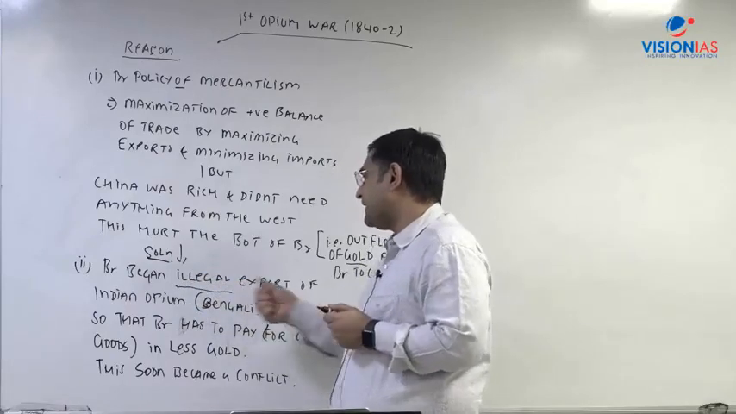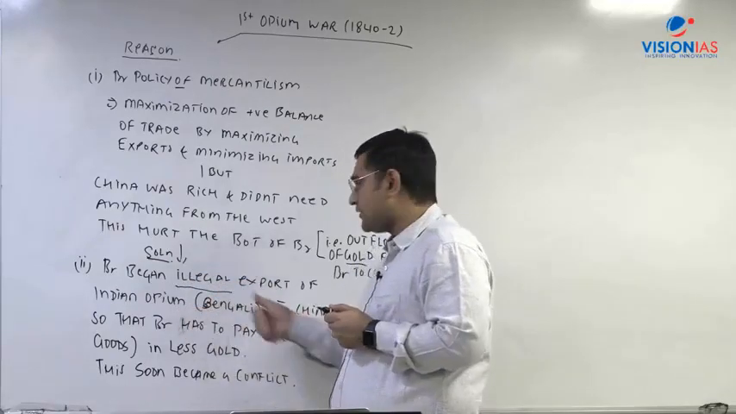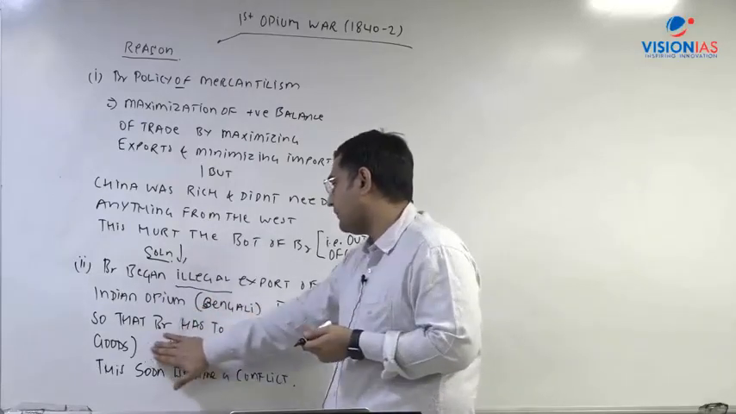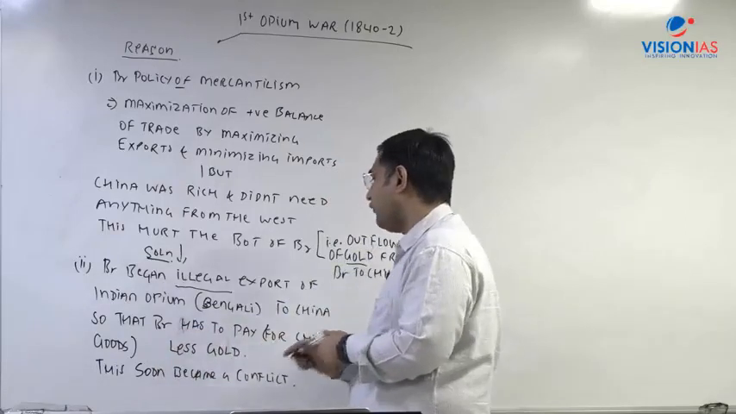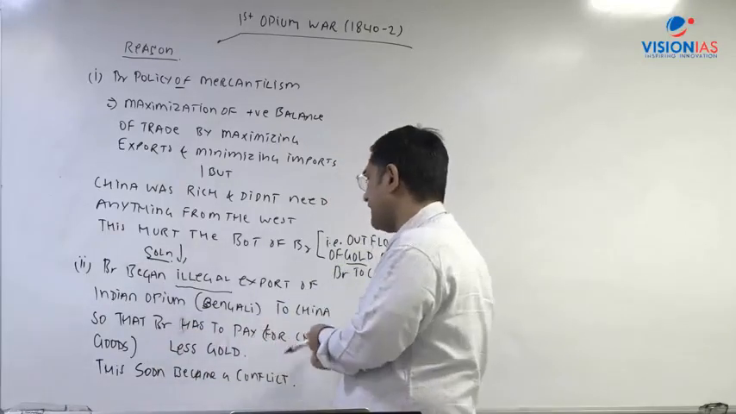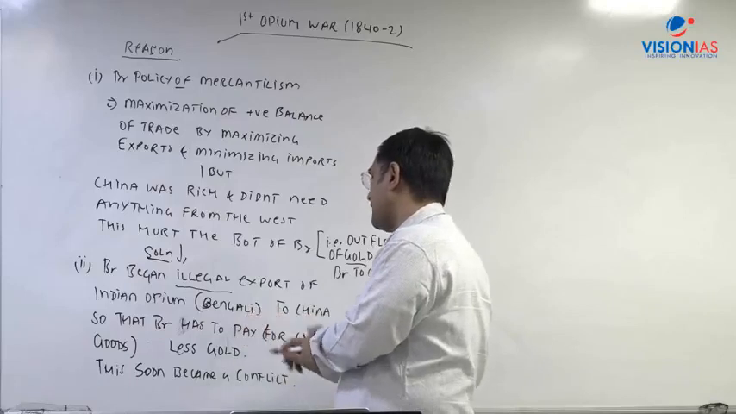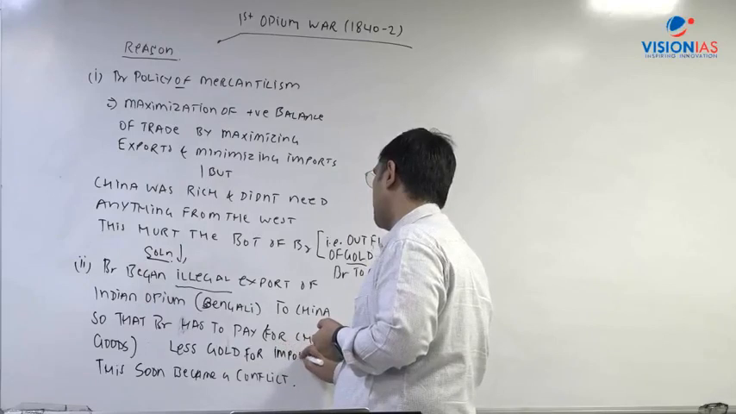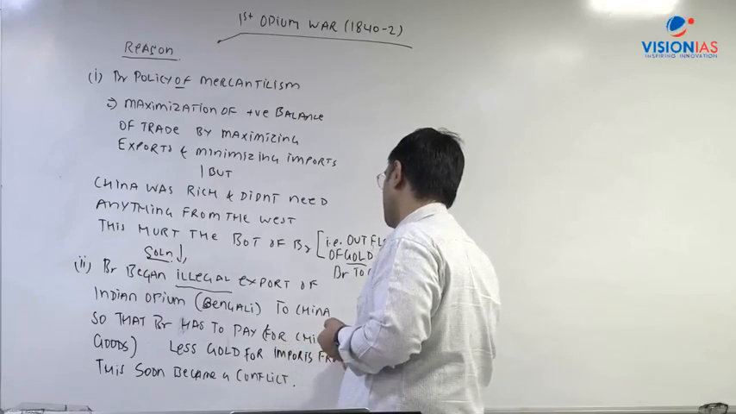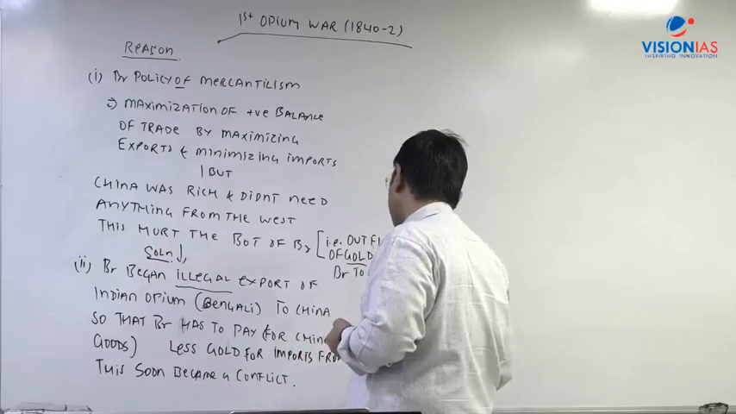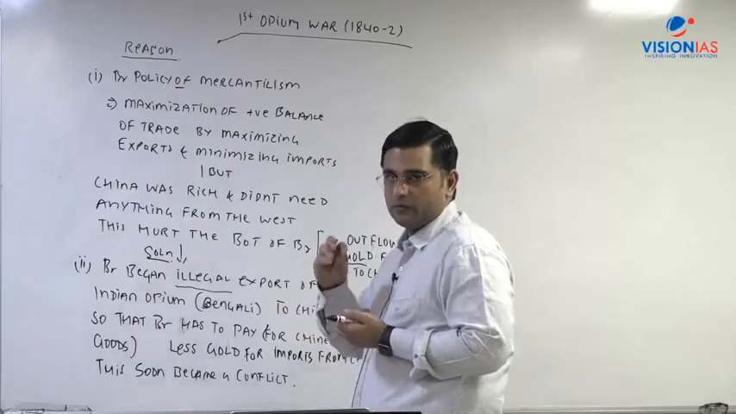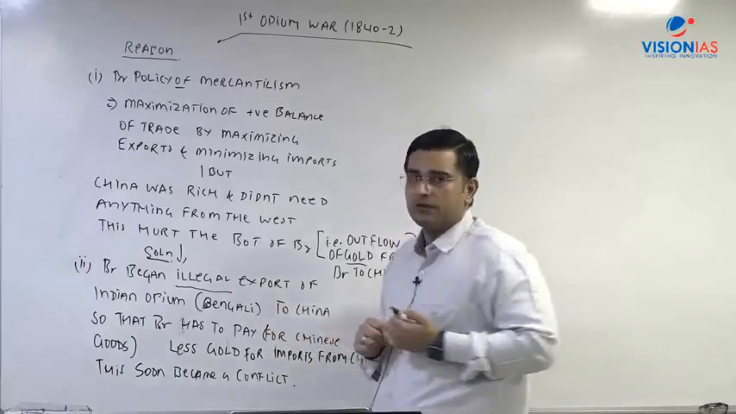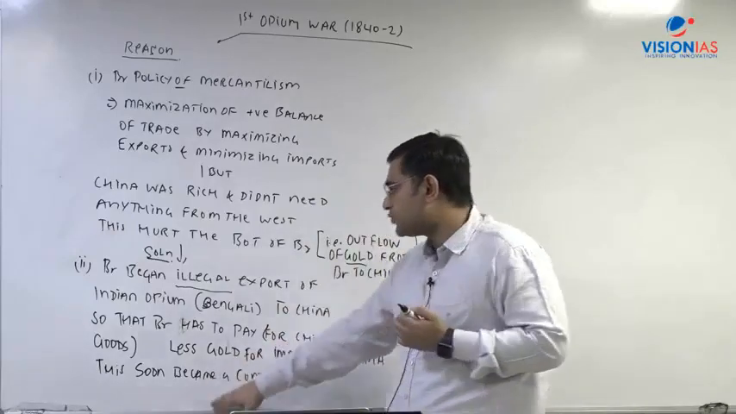So they began an illegal export of this Indian opium to China, so that Britain has to pay less gold for the imports from China, because it will be offset. If you are selling opium, then it will reduce the amount which the Britishers have to pay to the Chinese. This soon became a conflict.